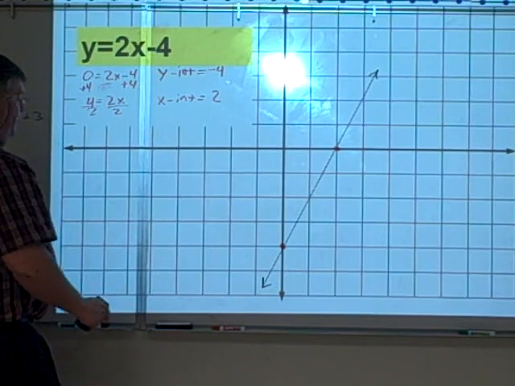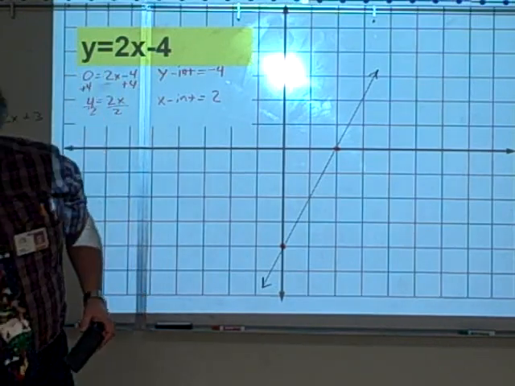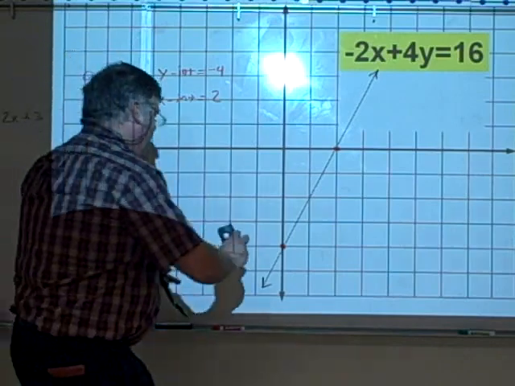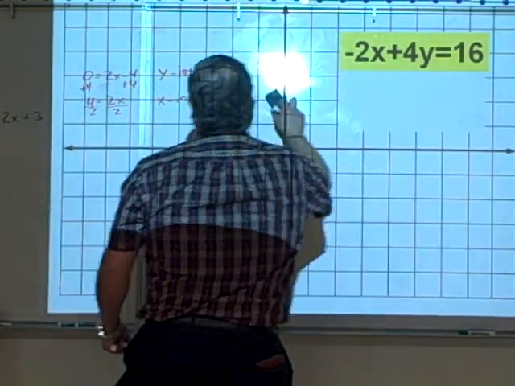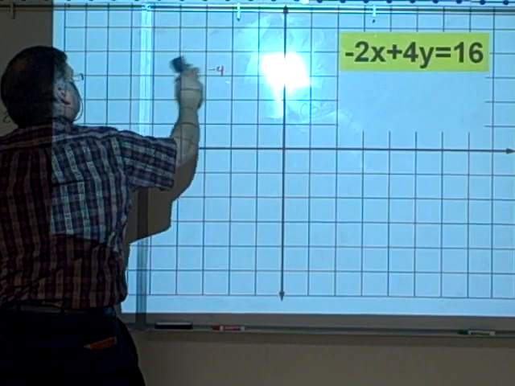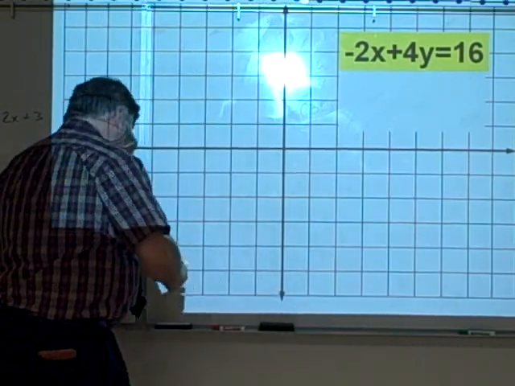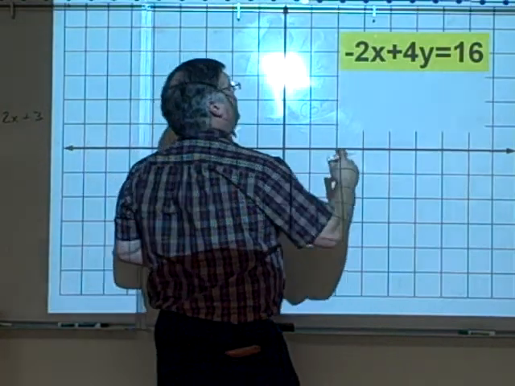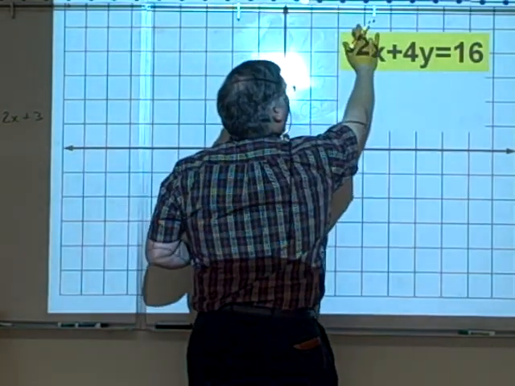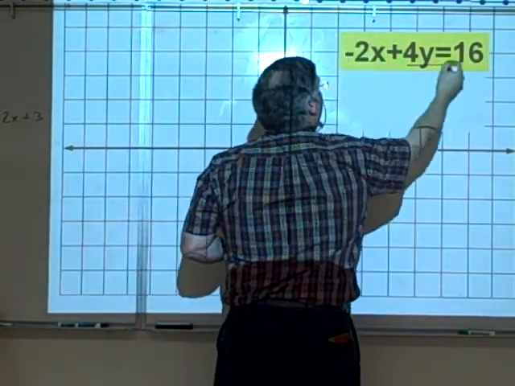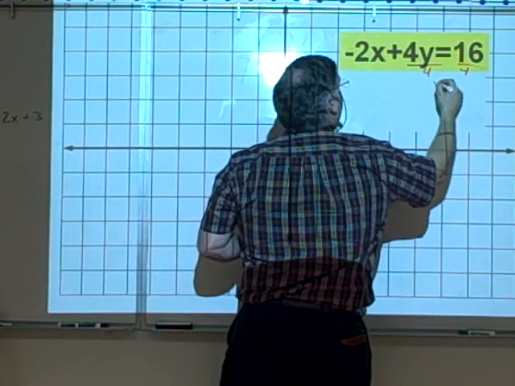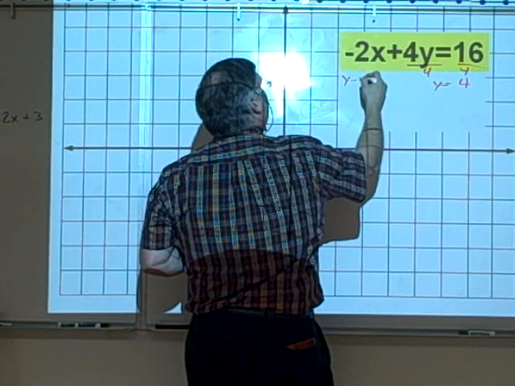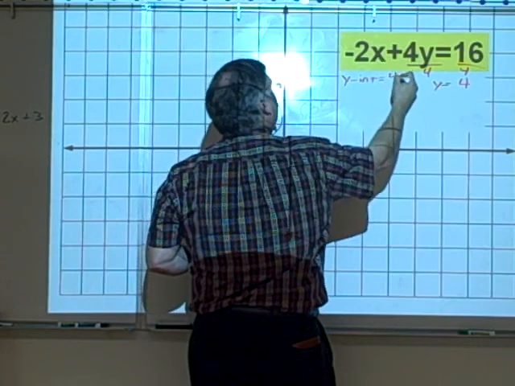So let's try another one. Let's erase this old one here. Okay, so for this one, we first need to find the x and y intercept. Let's plug in 0 for x, so you get 4y equals 16. So you divide by 4, you get the y-intercept of 4. So the y-intercept is equal to 4.